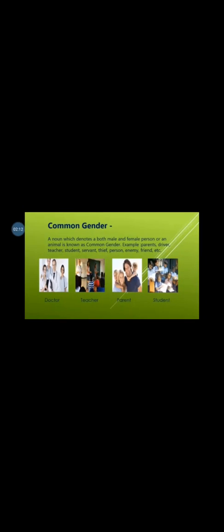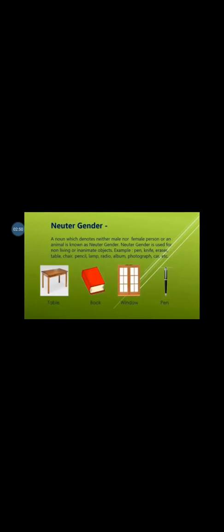Now let us see the third gender, that is common gender. A noun which denotes or refers to both male and female persons or animals is known as common gender. Example: parents, driver, teacher, student, servant, thief, person, enemy, friend, etc. These people can be either male or female, so we always consider them as common gender.